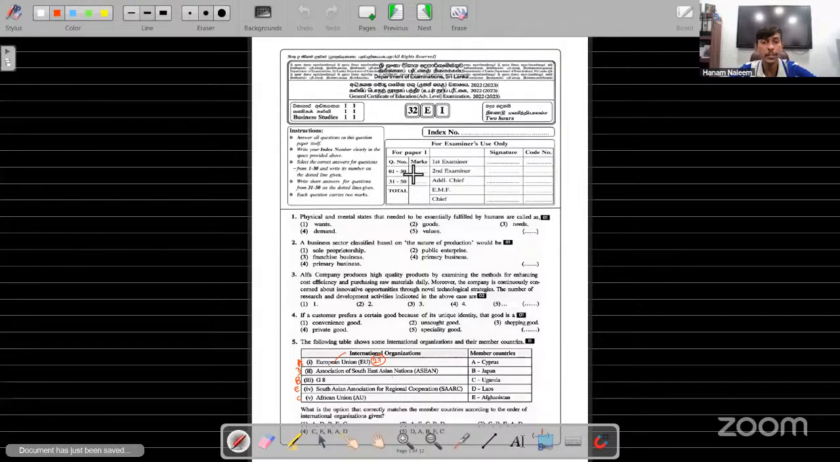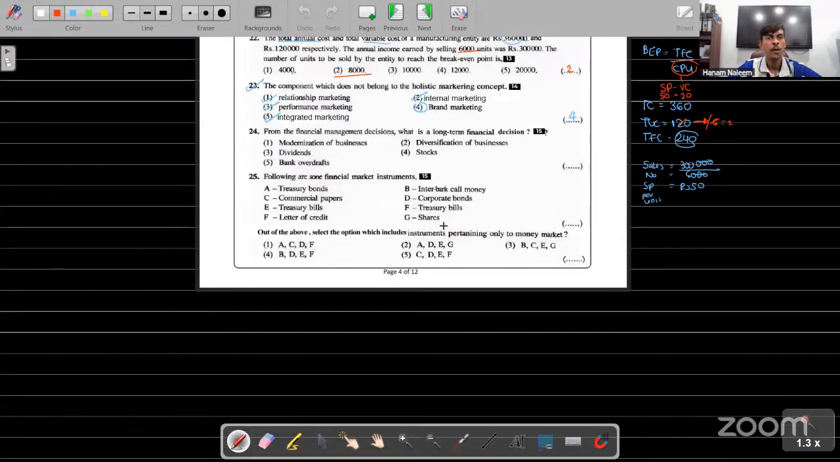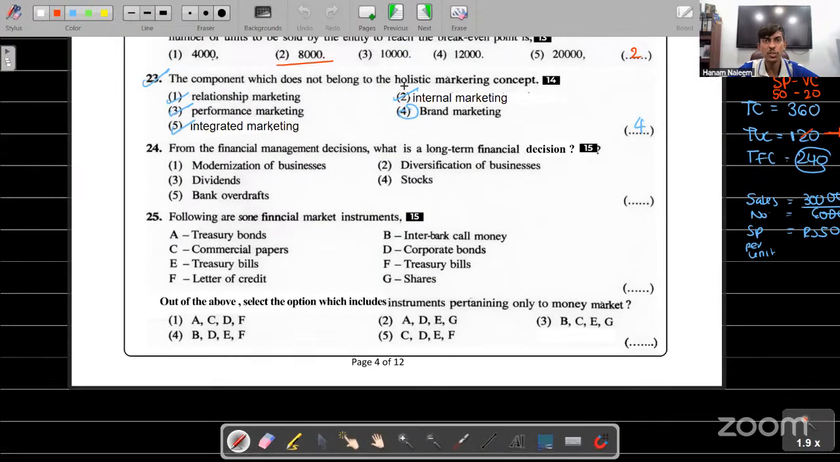Then 2022, question number 24. From the financial management decisions, what are the long-term financial decisions? I said financial decisions are the way you get money, or maybe we can say you don't let your money go out. So what would be the answer? What would be your financial decisions here?